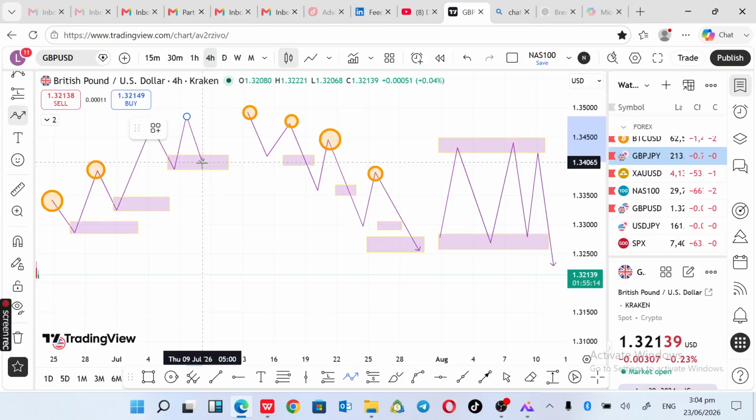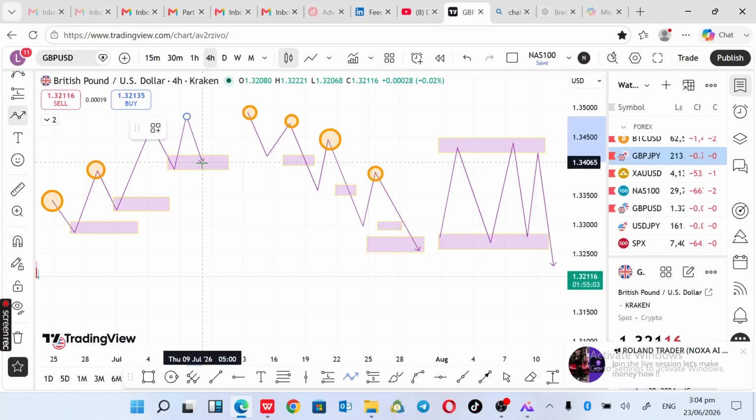There's a reason for that. We will look into that. It's not that we just wait for it to come down. Why can't we buy from the top level? There's a reason for that, but I want to keep this strictly to market structure.